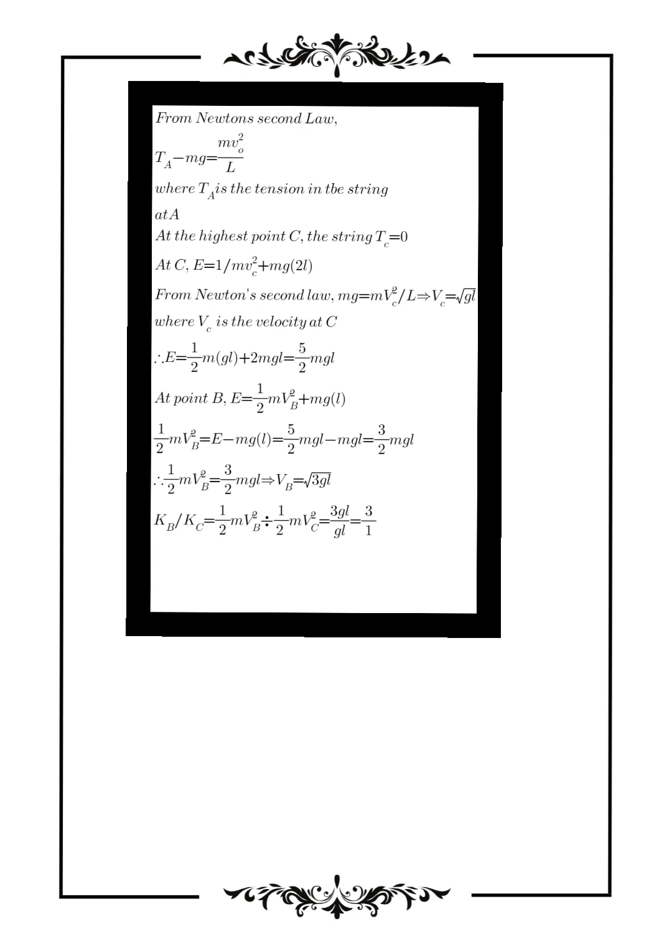Vb is equal to root 3gL. We are taking the ratio of Kb to Kc, kinetic energy at the point B to kinetic energy at C. Half mVb square by half mVc square is equal to 3gL by gL, that is equal to 3:1. Therefore, kinetic energy at the point B to kinetic energy at point C is equal to 3:1.